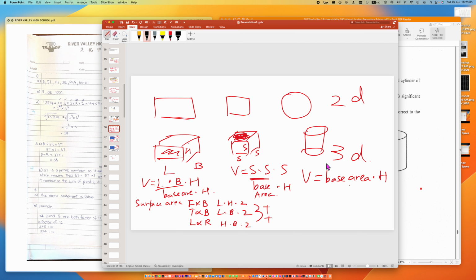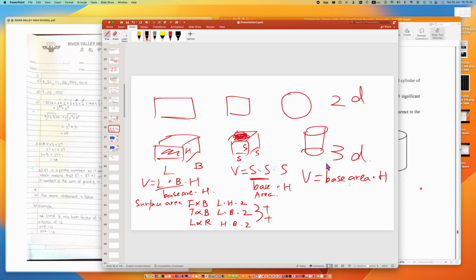Uniform means must be straight. Uniform means consistent. So this is not consistent, right? Can you see? It's tapered at the bottom. Then ignore the ears. This one is quite uniform, right? So this is considered a cylinder. This is not considered a cylinder. This is a cone or something like that.